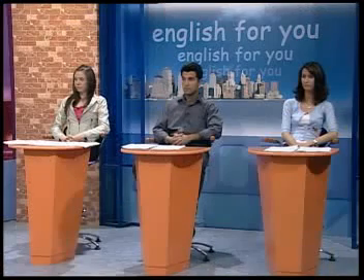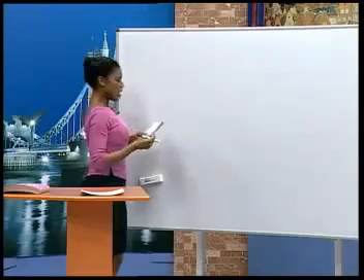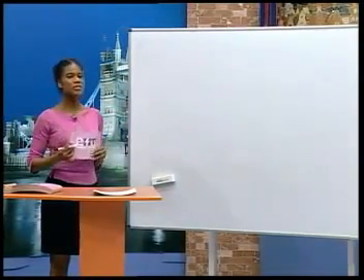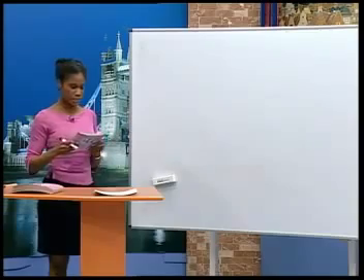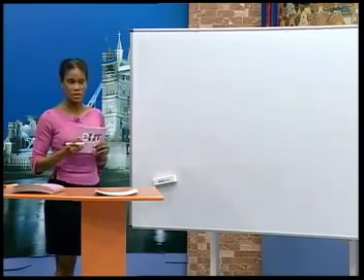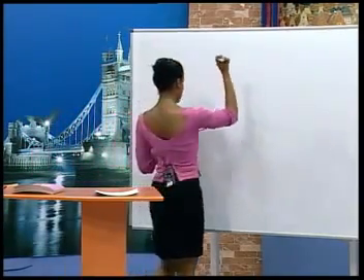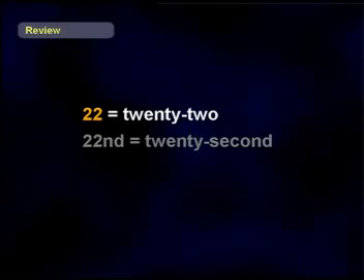Now let's practice using our numbers. I will give each of you 3 numbers. I want you to spell the number first, then tell us the ordinal number and spell it. Here is an example. 22, 22nd.